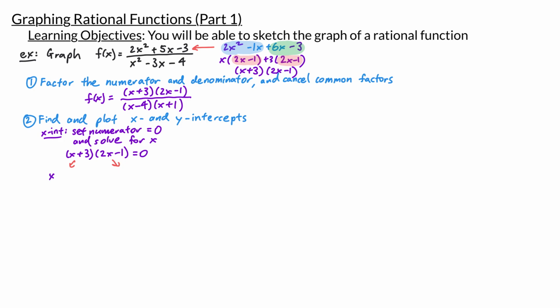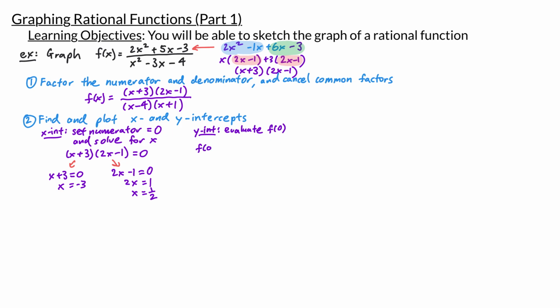So this allows us to split this equation up into x plus 3 equals 0 and 2x minus 1 equals 0. For x plus 3 equals 0, we can subtract 3 from both sides to get x equals negative 3. And for 2x minus 1 equals 0, we can add 1 to both sides to get 2x equals 1, and then divide by 2, we get x equals 1/2. To find the y-intercept for our rational function, all we have to do is plug in 0 for x, or think about this as evaluating f of 0.